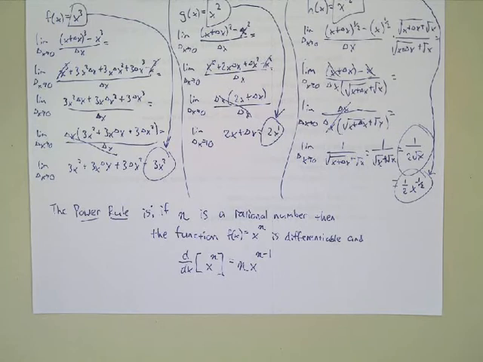So let's do some of these examples. And remember, x is a variable. We are taking the derivative with respect to x. This is very important: the derivative with respect to x of x to the n is n times x to the n minus 1. That's the derivative. So let's do some examples.